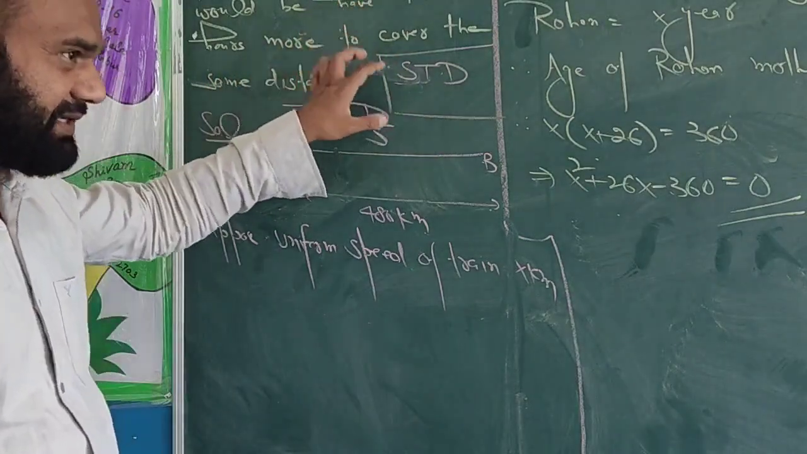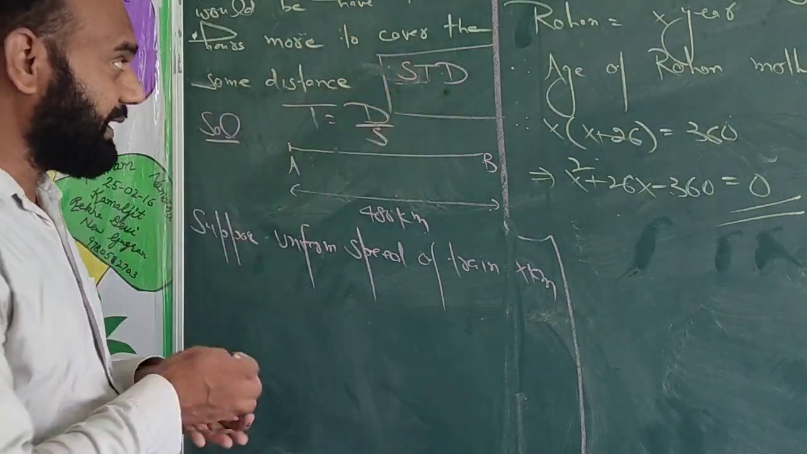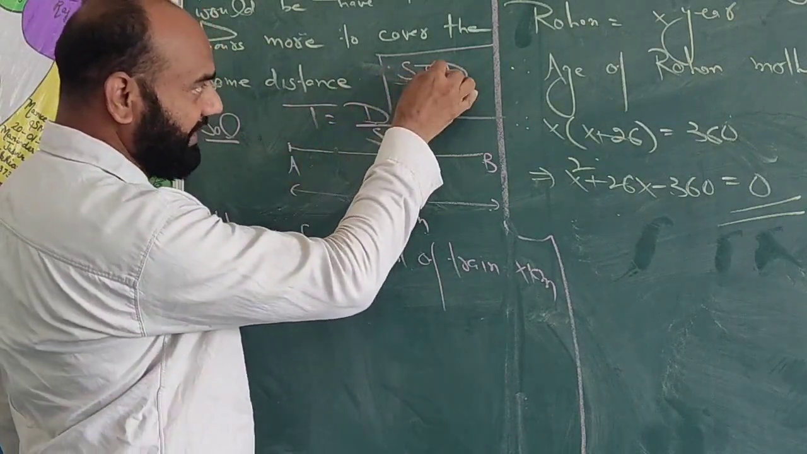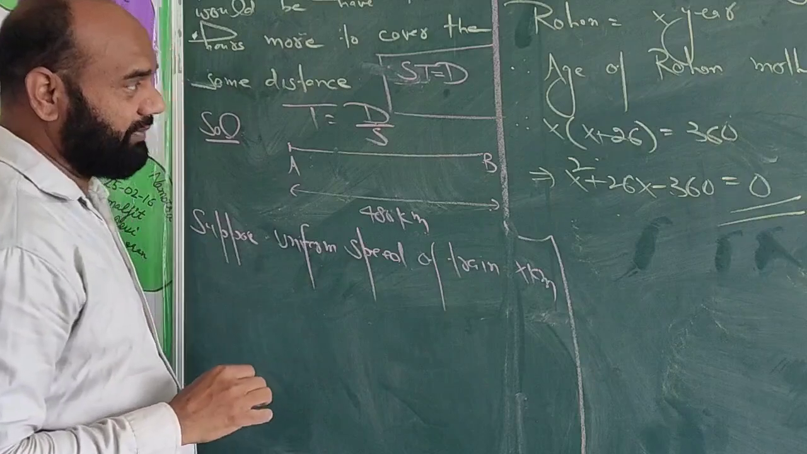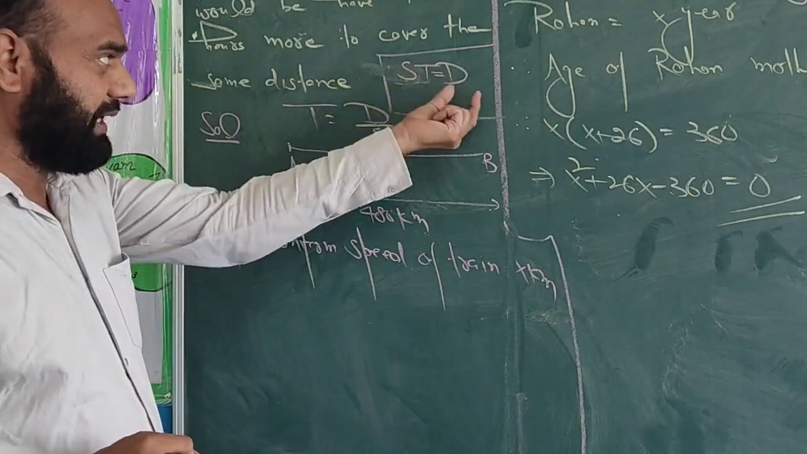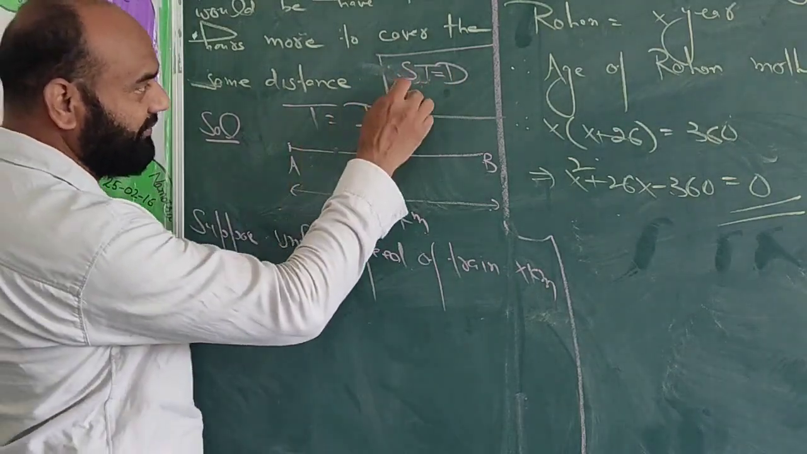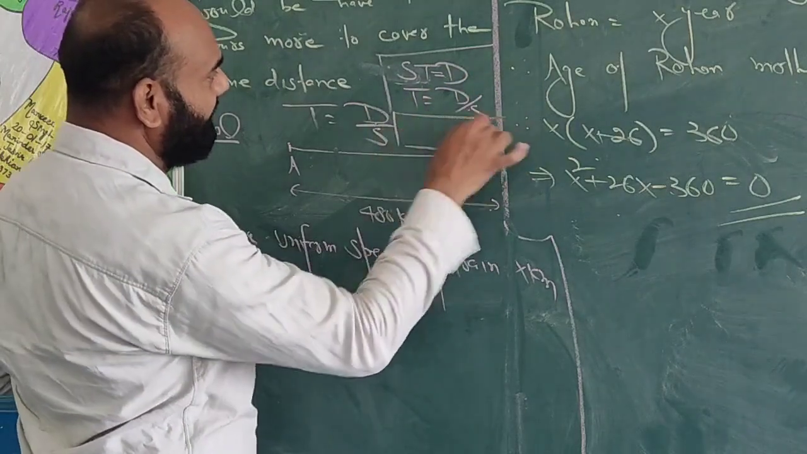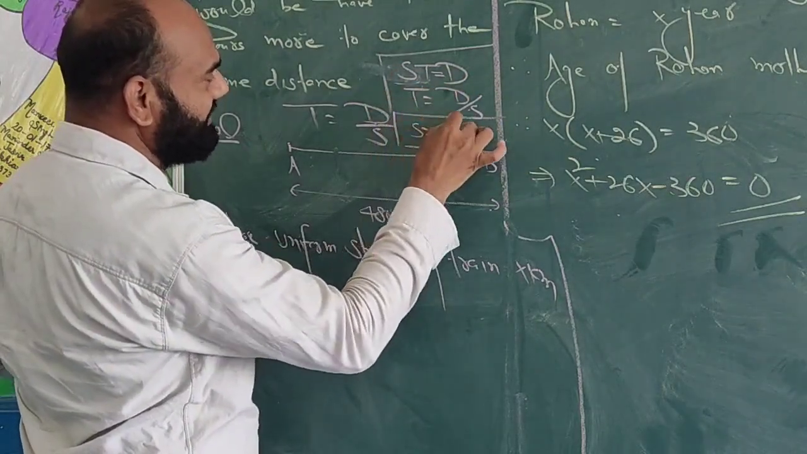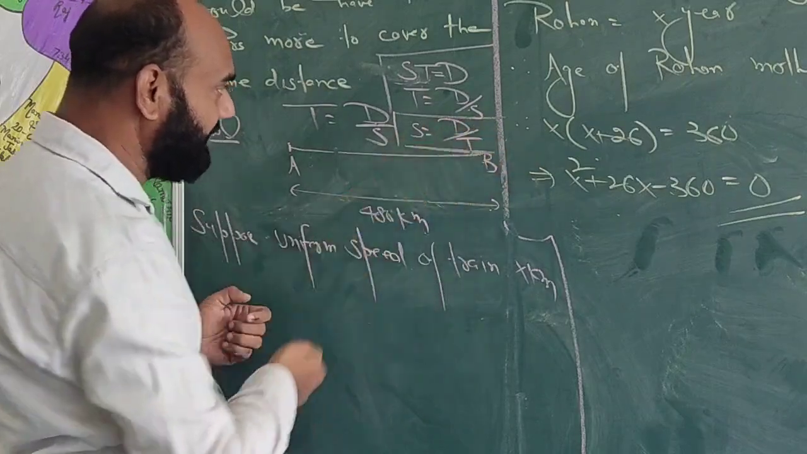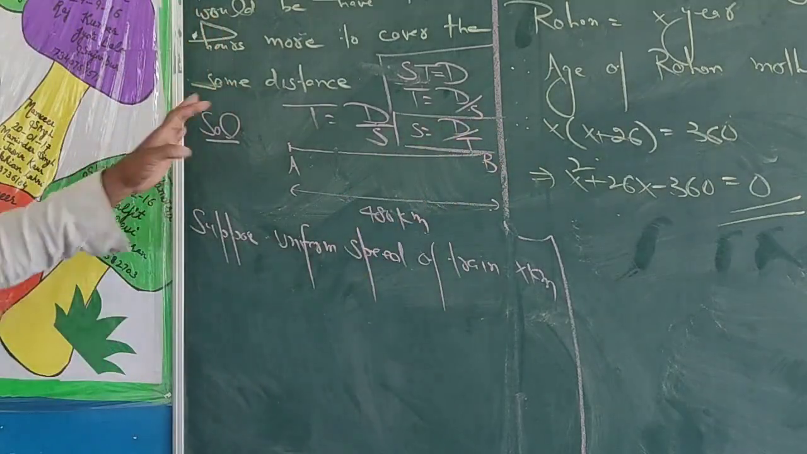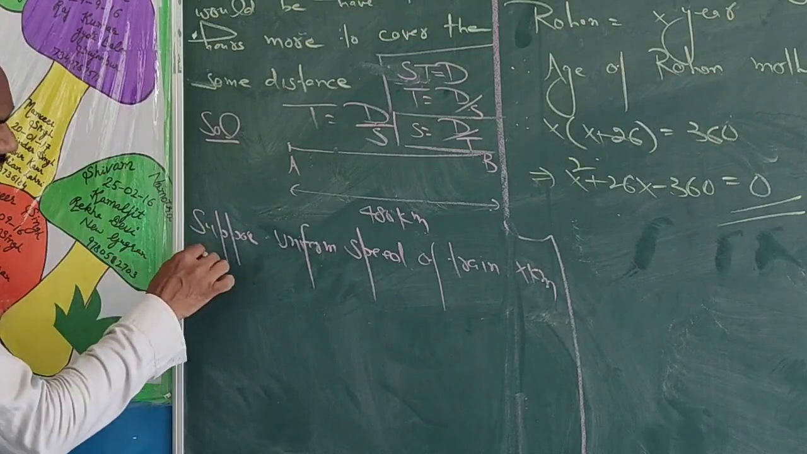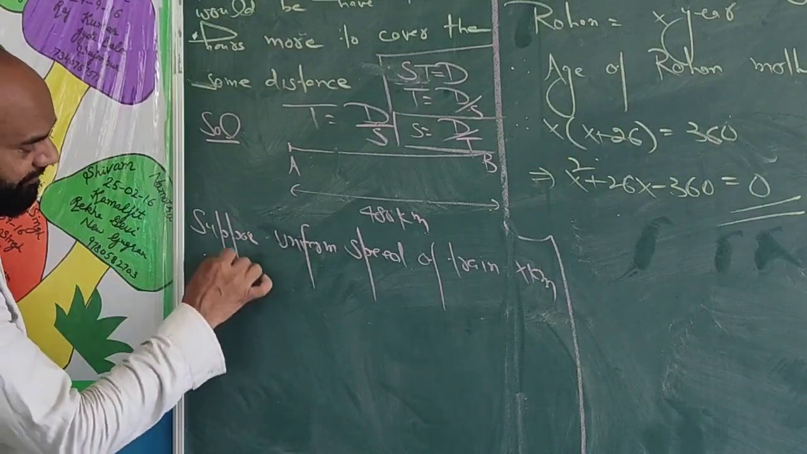What does STD mean here? Speed, time and distance. We combine S, T and D separately to obtain this formula: speed into time equal to distance. So when we find T, it is equal to D upon S, and when we find S, it is equal to D upon T. Here we need to find the time, so the formula of time is distance upon speed. Therefore, original time.